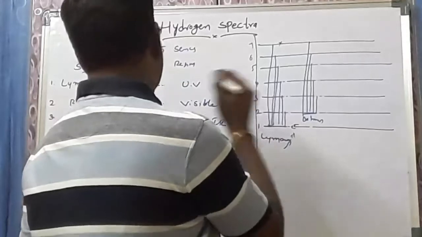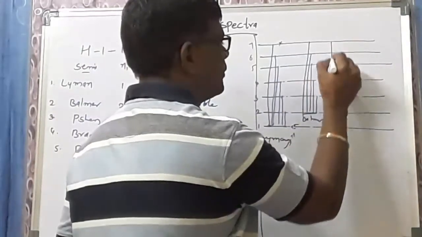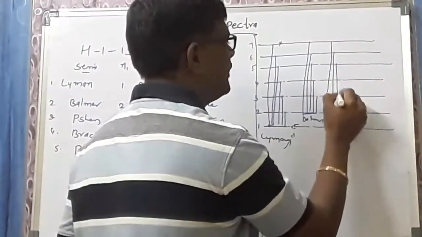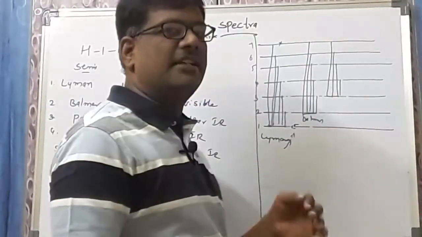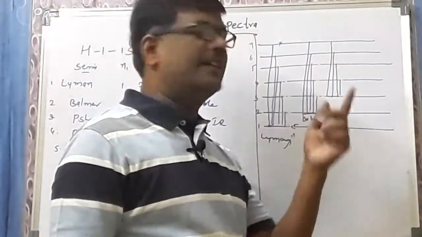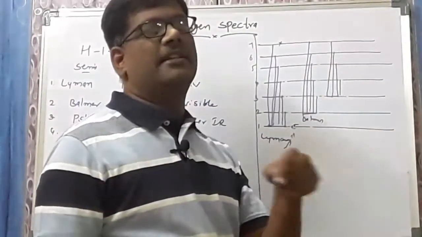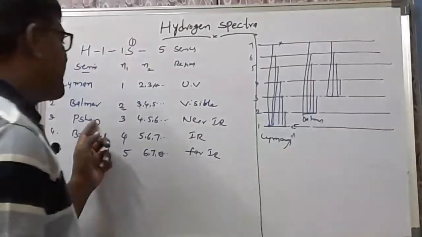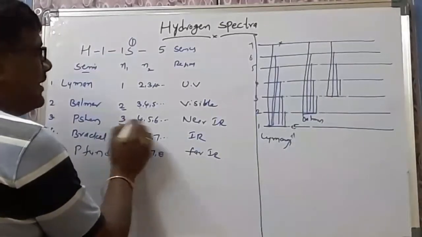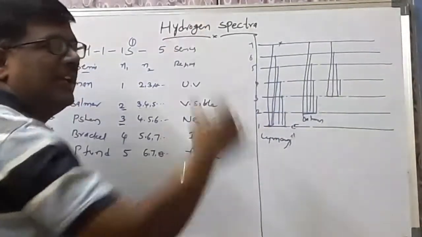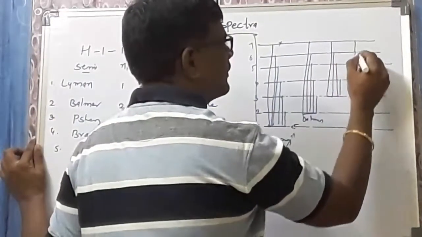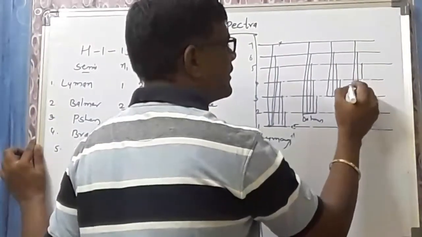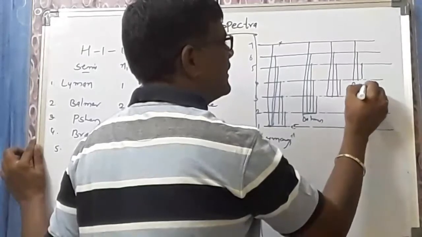Similarly, the third one is the Paschen series: 7 to 3, 6 to 3, 5 to 3, 4 to 3. This is called the Paschen series. So the excited electron jumps from any excited state to the third state. Then the series is called the Paschen series. That's why for the Paschen series n1 is equal to 3, and n2 may be any excited state. Similarly, Brackett: 7 to 4, 6 to 4, 5 to 4, which is called the Brackett series.